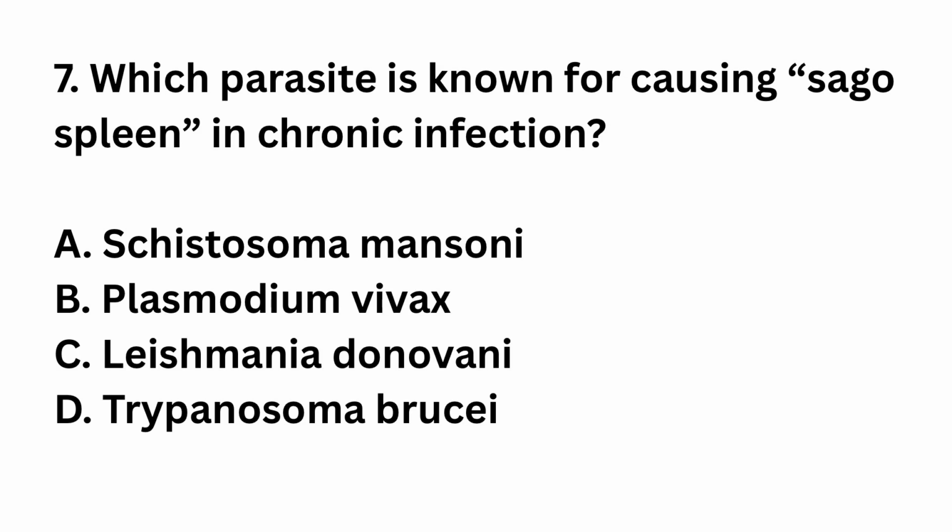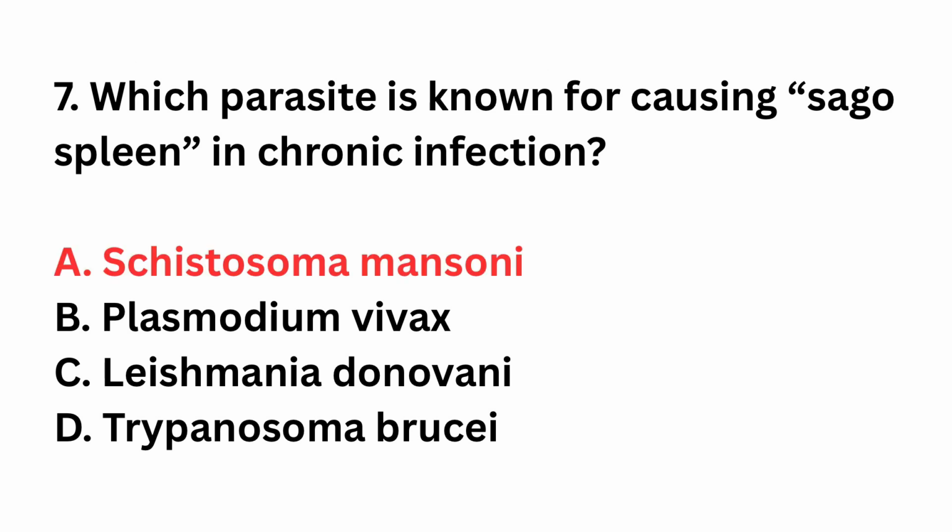Question number 7. Which parasite is known for causing sago spleen in chronic infection? Schistosoma mansoni, Plasmodium vivax, Leishmania donovani, Trypanosoma brucei. The right answer is option A, Schistosoma mansoni. Chronic schistosomiasis causes periportal fibrosis. This leads to portal hypertension and splenomegaly.